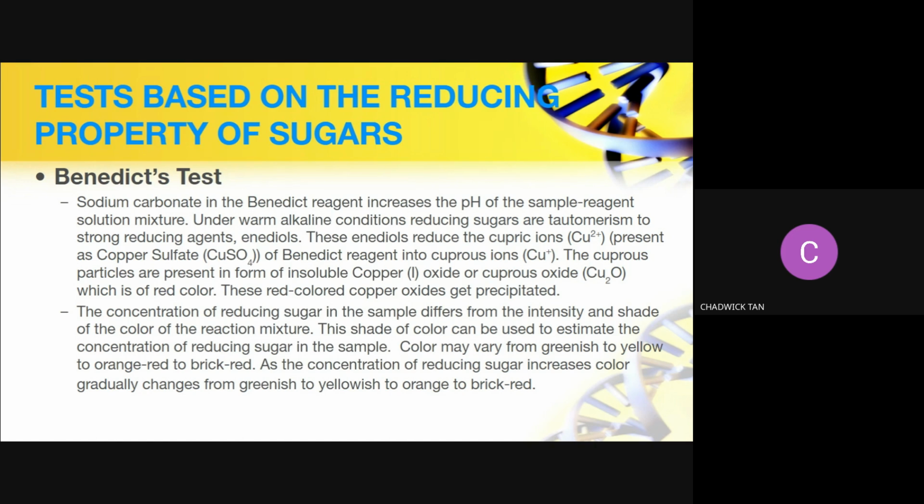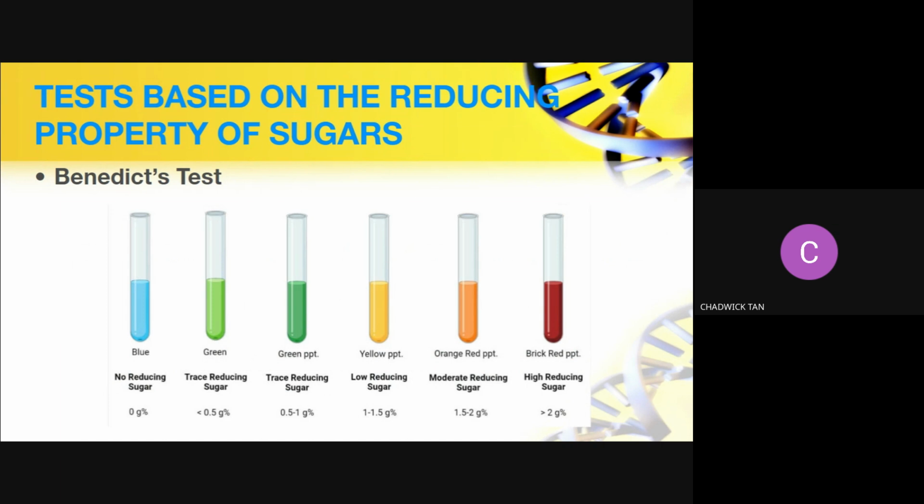So the concentration of the reducing sugar is different in the intensity depending on the mixture. Okay, so this shade of color can be used to estimate concentration of reducing sugar in the sample. So color may vary from greenish to yellow or to orange red to brick red. And the concentration of reducing sugar increases color gradually, so it changes from greenish to yellow to orange to brick red. So pag no reducing sugar, it will be purely blue.